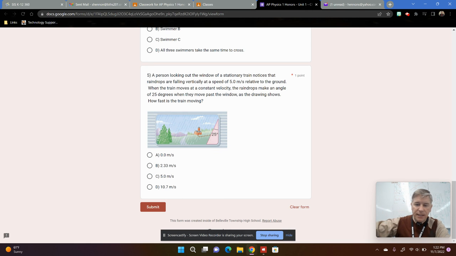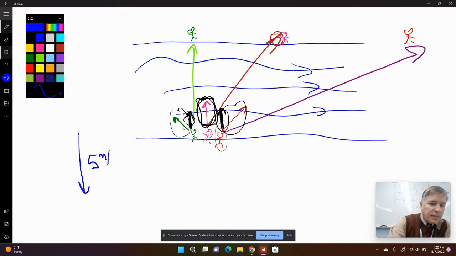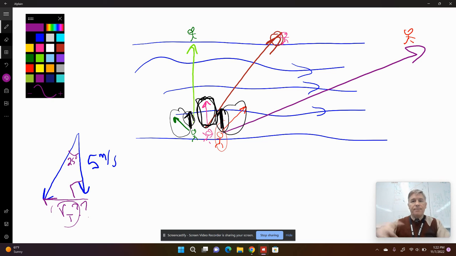So again, coming back to this, I'll just put it right down here. If I have the rain coming down at 5 meters per second, but it produces this diagonal pattern, that's because I have some kind of horizontal velocity. This would be the velocity of the train. And I know this is 25 degrees. Let's just figure out what this is. So that side is 5. That angle is 25. It's going to be a nice perpendicular angle, so it's going to be a right triangle. And you got it. Hope that helps.